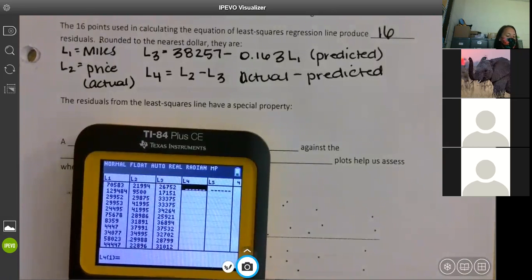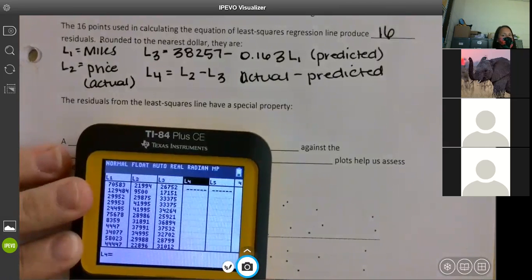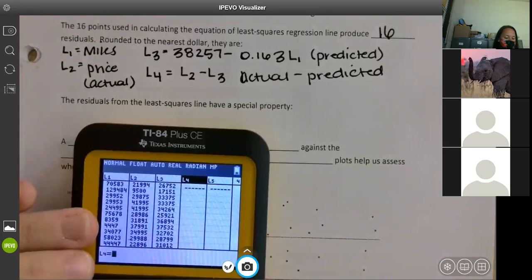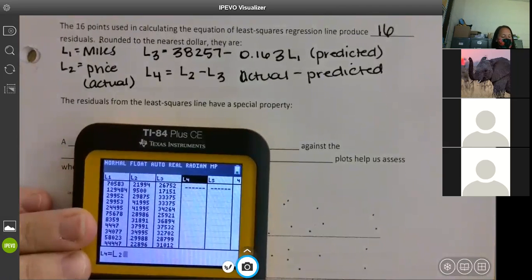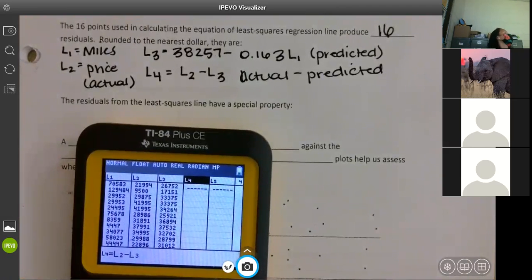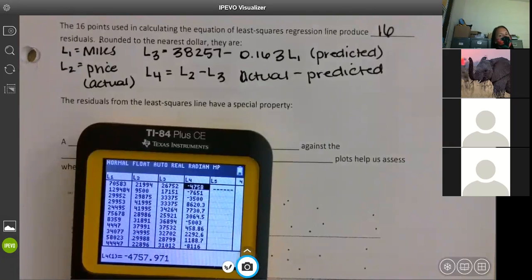To find your residuals, you have to do the actual minus the predicted. So we're going to go up in L4, hit enter. The actuals came from L2. The predicted were in L3. This shows you all of the residuals. So when we were sitting there having to calculate each one, the calculator will do it for you, so you don't have to. You may want to remember this.